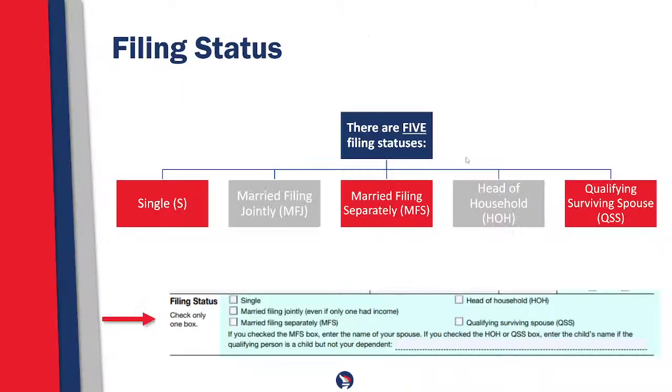There are 5 filing statuses that we're going to talk about. And this down here is the section of the 1040 that we're dealing with. Check 1 box. You're single, married filing jointly, married filing separately, head of household, or qualifying surviving spouse. And so let's get into talking about all of these.